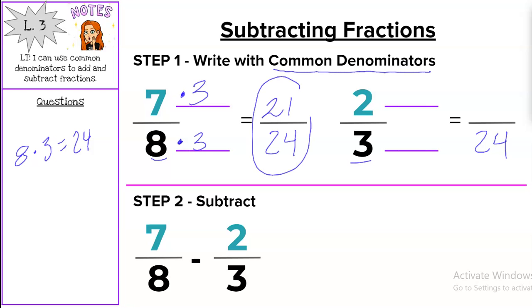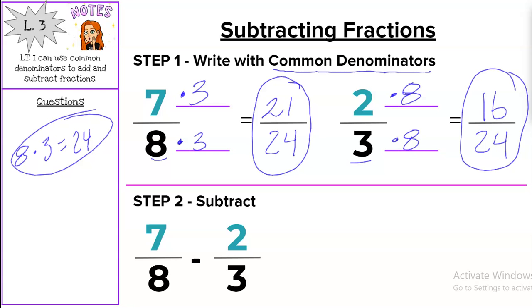So that's one of our fractions. And then 2/3. To get 3 to become 24, we multiplied it by 8, remember? So then we multiply that 2 as well by 8. 2 times 8 is 16. So now we're going to subtract our two fractions. So this becomes 21 over 24 minus 16 over 24.